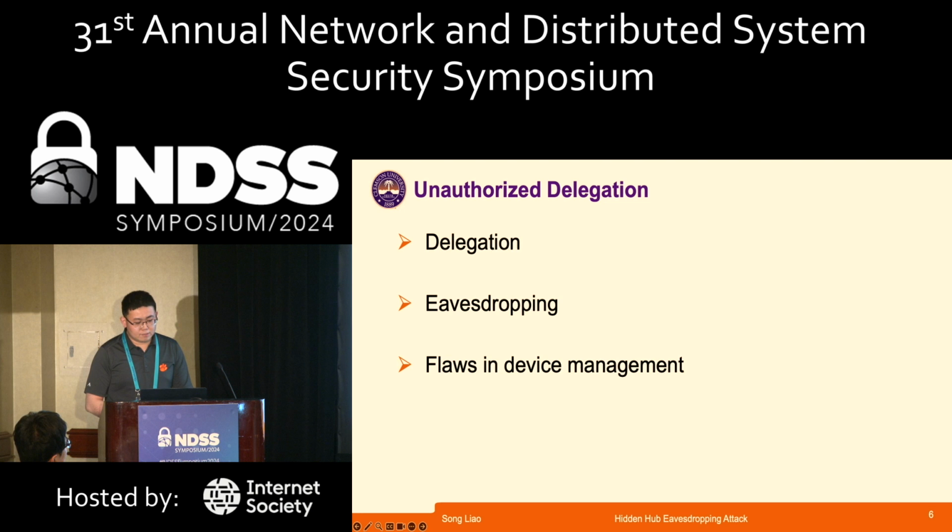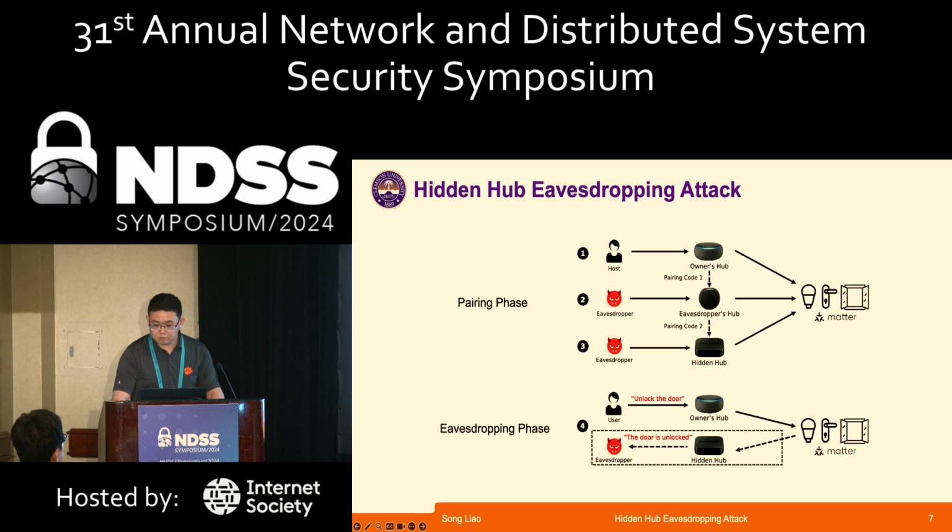We also found some flaws in device management. For example, although Matter provides a function for users to inspect their hubs, not every vendor provides such a function in their mobile apps. So users couldn't directly view all the hubs in their mobile apps. IoT devices also often need to be shared with multiple users, such as in an Airbnb room.